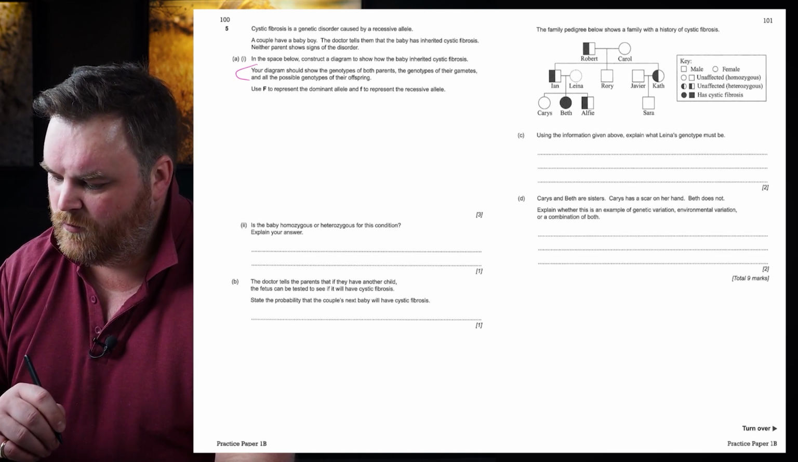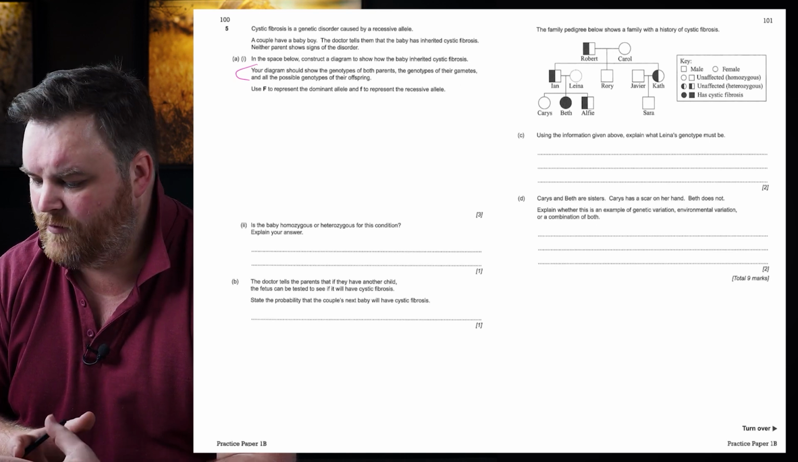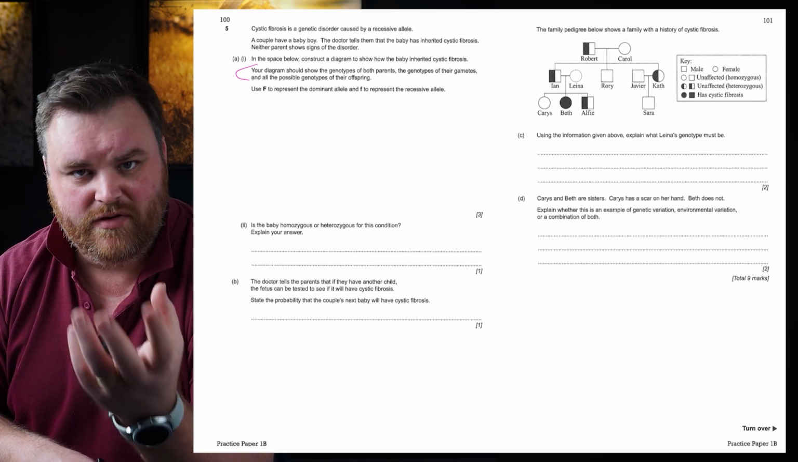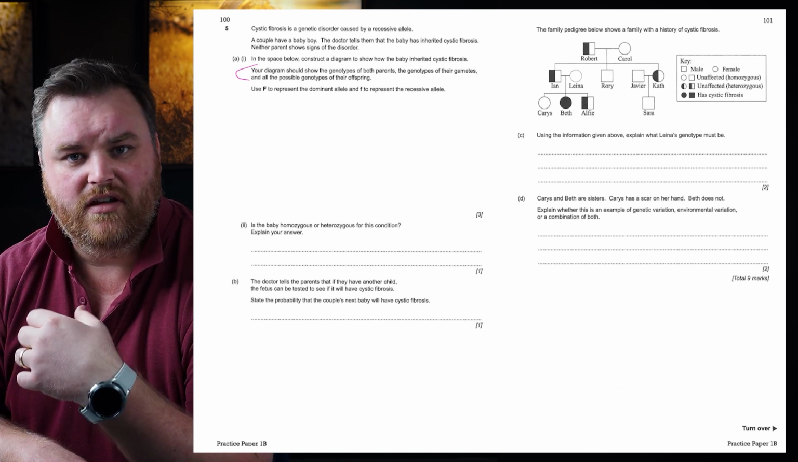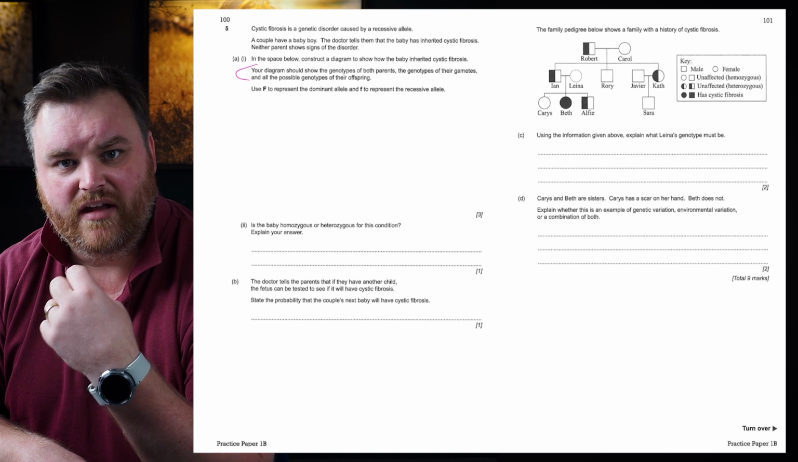So we know here that we've got an offspring showing a recessive condition that neither parent does. That means that both parents must be heterozygous. So they must carry the dominant allele, which means they don't have the condition, but also carry the recessive allele. So the offspring can inherit both of those recessive alleles and then have the condition.